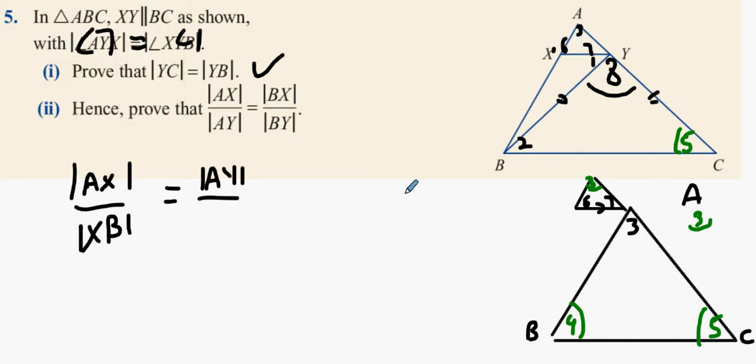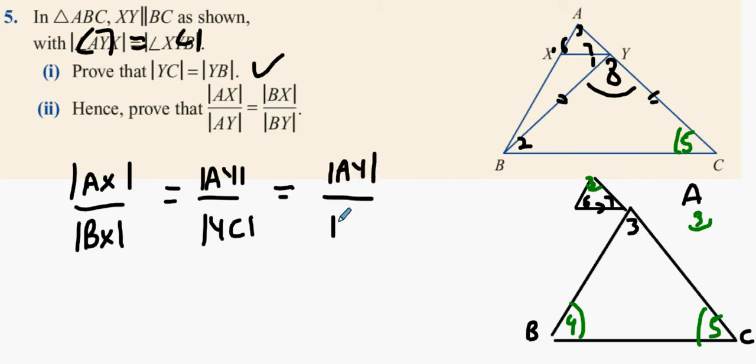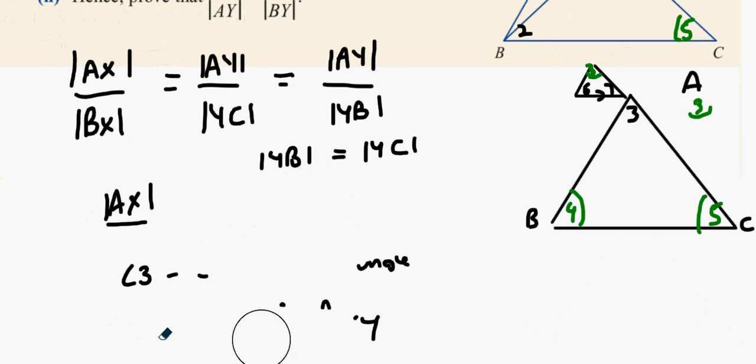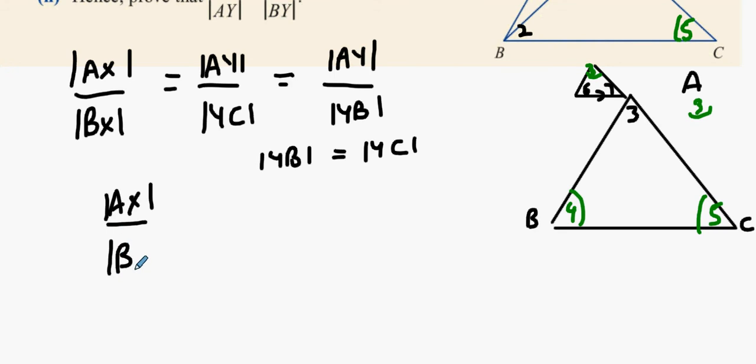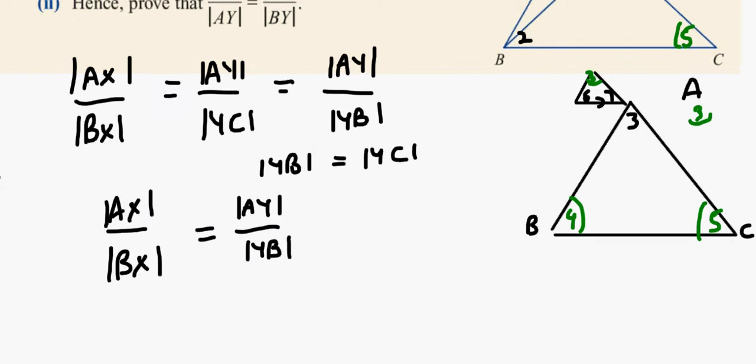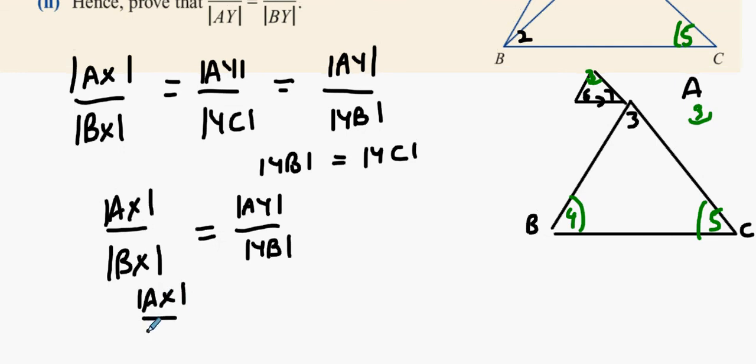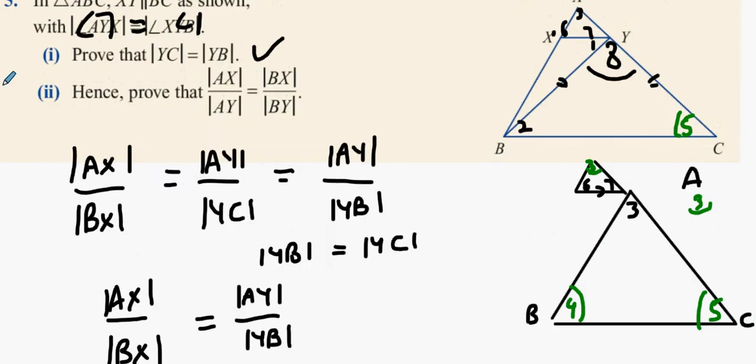It's AX over XB, and XB is the same as BX. So AX over BX, I keep it alphabetical, the first letter comes first, equals AY over YC. But we proved that YC equals YB, so that will in turn equal AY over YB. And then therefore AX over BX equals AY over YB. Then I think we can cross multiply the BX up and the AY down, so we're going to get AX over AY equals BX over BY. Sorry, we shouldn't be using YB, we should be using BY. Alright, that's question 5 done.